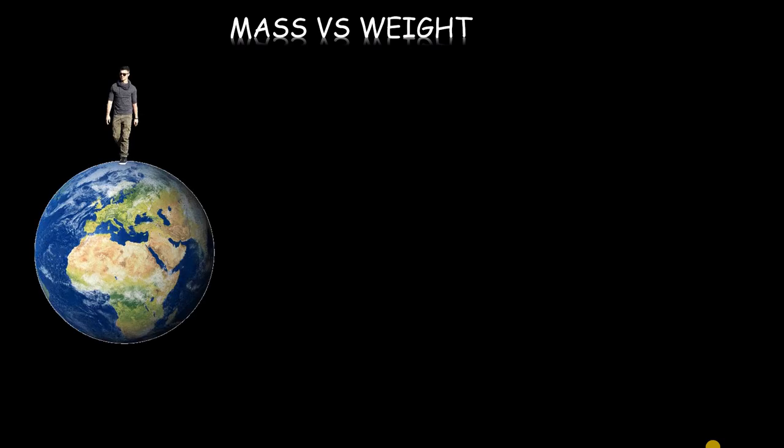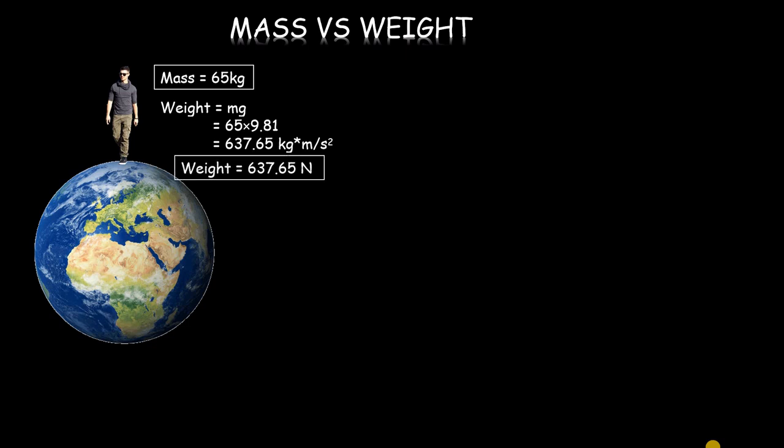The terms mass and weight are used interchangeably in ordinary conversation, but the two words don't mean the same thing. So now we need to study the difference between mass and weight. For example, a person is on the surface of Earth. If the mass of that person is 65 kg, then the weight of that person is equal to mass into acceleration due to gravity. That is 65 into 9.81. Therefore, the weight of that person is equal to 637.65 newtons, which means that 637.65 newtons is being applied to pull that person towards the Earth's center.